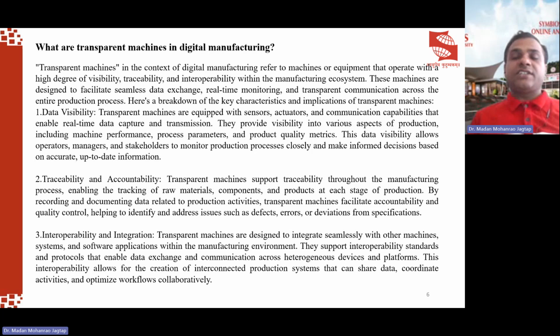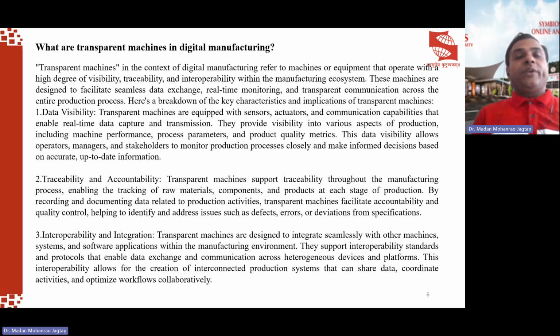Heterogeneous devices means the CNC machine has a different communication pattern, and the robot has a different communication pattern. They are connected with each other and communicating with each other, so they are heterogeneous. Their platforms are heterogeneous, still they are communicating and transferring data with each other. That is the interoperability and integration between these two devices. This interoperability allows for the creation of interconnected production systems that can share data, coordinate activities, and optimize workflows collaboratively.